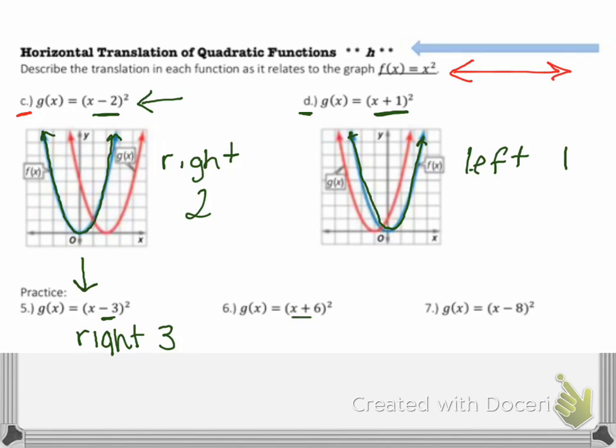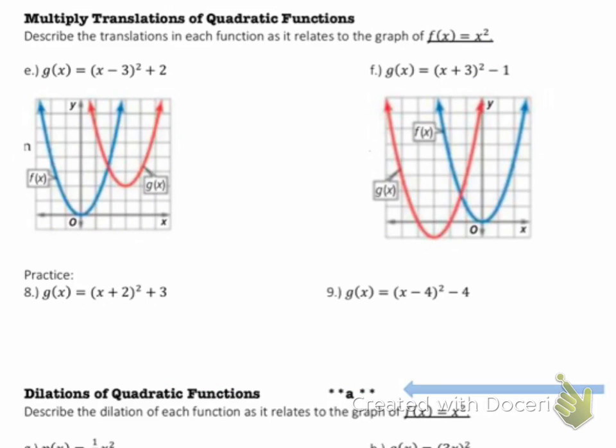Number 6, it is plus, so I'm going to go left, 6. And then in number 7, I have minus 8, so it'll go right, 8. So what if we put the two together? What does that look like? Now we got Hank and Kelly.